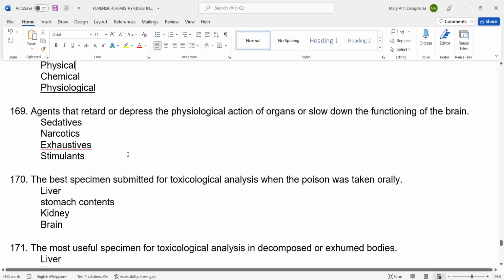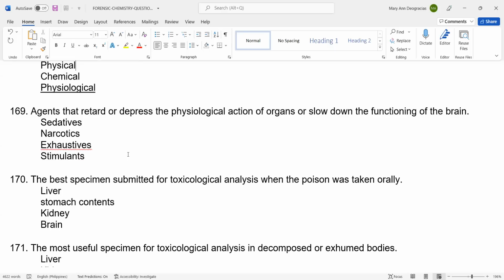How about this one? Agents that retard or depress the physiological action of organs or slow down the functioning of the brain. A, sedatives. B, narcotics. C, exhaustives. D, stimulants. Ano sagot dyan? Slow down the functioning of the brain to the extent na makakatulog ka. Okay. A. Sedative. Pampakalma yan.